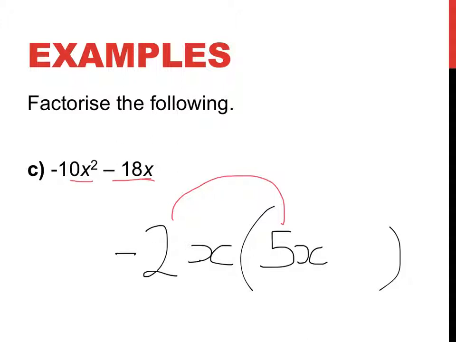Okay, then I need to ask myself, what do I multiply negative 2x by to get negative 18x? Let's deal with our numbers first. Negative 2 multiplied by what is negative 18? Okay, and it's actually a positive 9. Okay, it's a positive 9 because my answer becomes a negative. And a negative and a positive is a negative. Okay, so, and I've got an x on the outside, so that covers my x on the 18x. Okay, so the answer there, guys, for this one is negative 2x, 5x plus 9. Always, if you want to check it, just expand them.